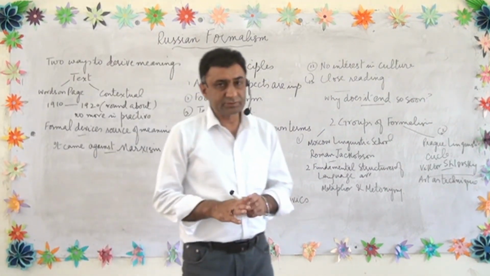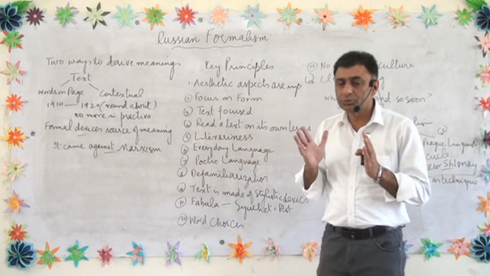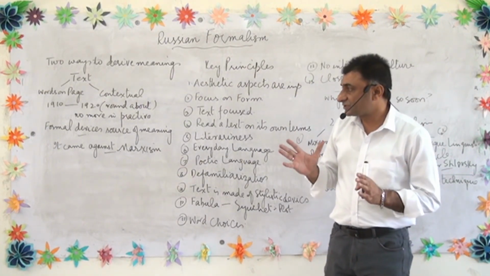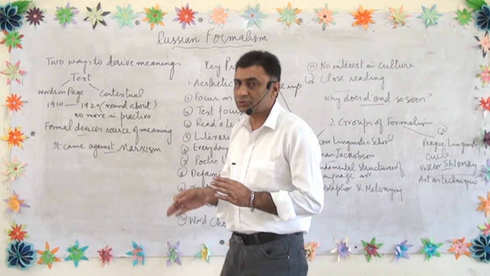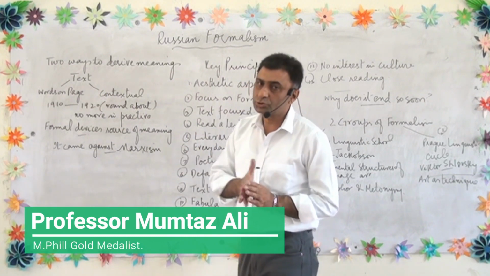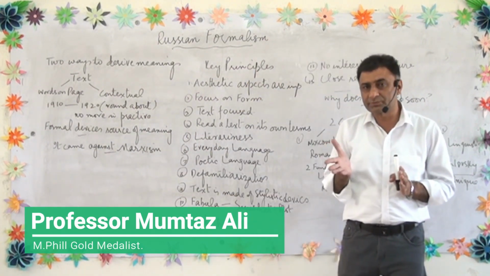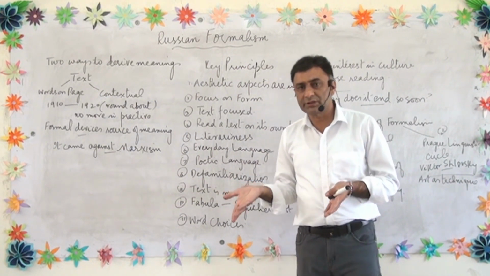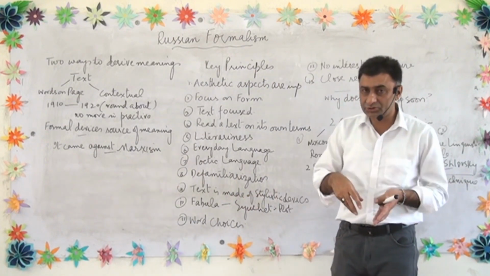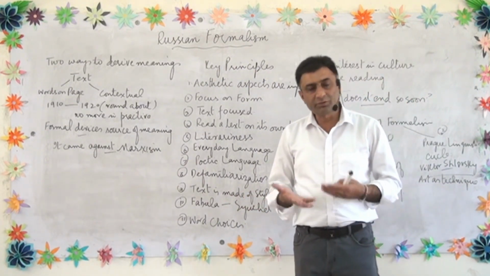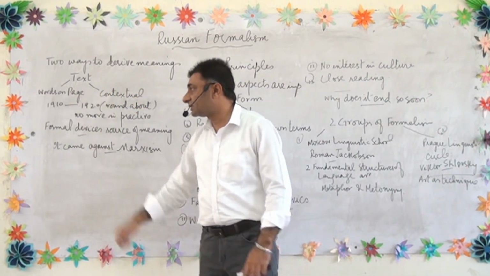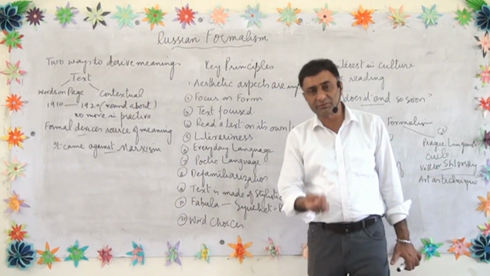Where Russian formalism is concerned, there are two ways of drawing meanings from a text. The very first is that the words on the page are the source of meaning. That's also called a close reading of the text. Here it is related to new criticism, because new critics are also of the view that words on a page are the source of meaning. A close reading of the text, whatever is written on the page, is the source of meaning. No one else is the source of meaning. So this is one way of drawing meaning.